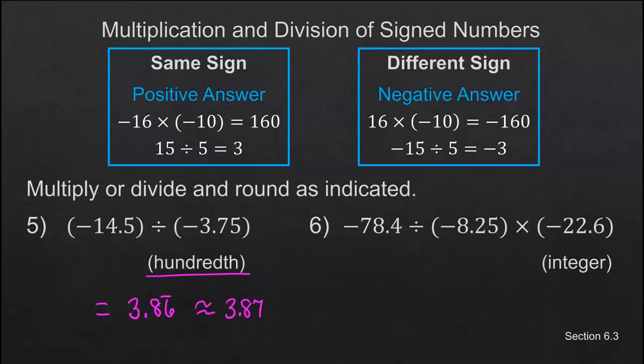Now on the next one, we have multiplication and division, and we have 3 negatives. There is this rule that says anytime you're multiplying or dividing, if you have an odd number of negatives, then you're going to end up with a negative answer. And if you have an even number of negatives, you would end up with a positive answer.